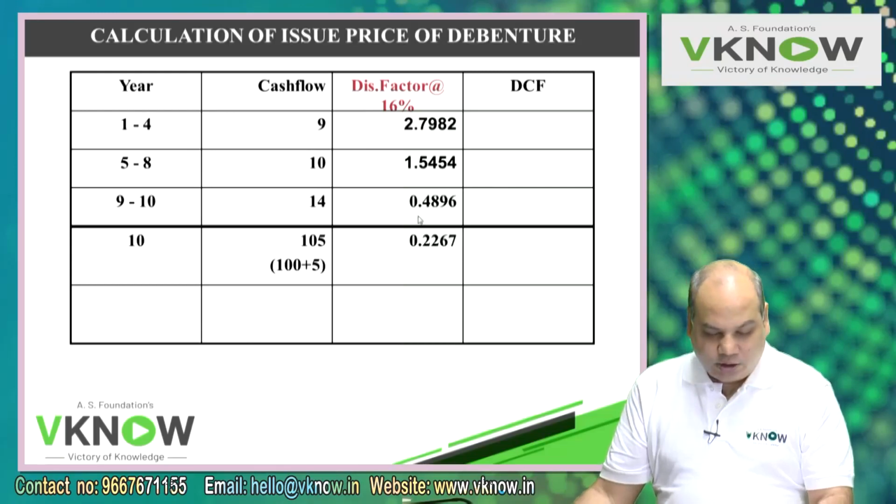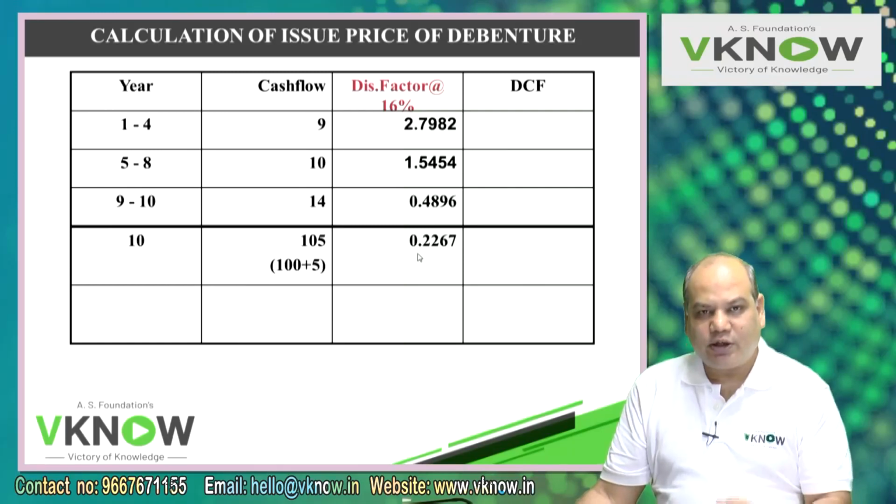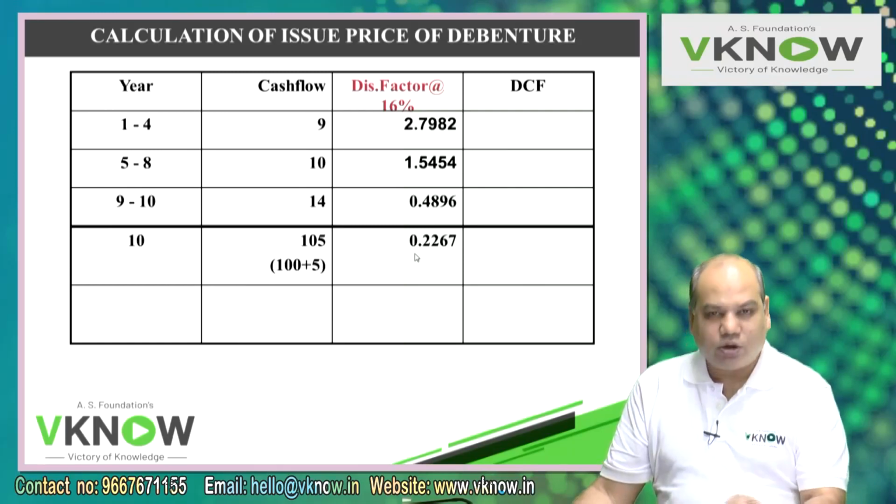Okay. And then what about this 9 and 10? Memory recall function. You will find 0.4896. Okay. So first you write this and then you write this number 0.2267. This 0.2267 is easy. 1 divided by 1.16 10 times equal to. Again your calculator all clear.